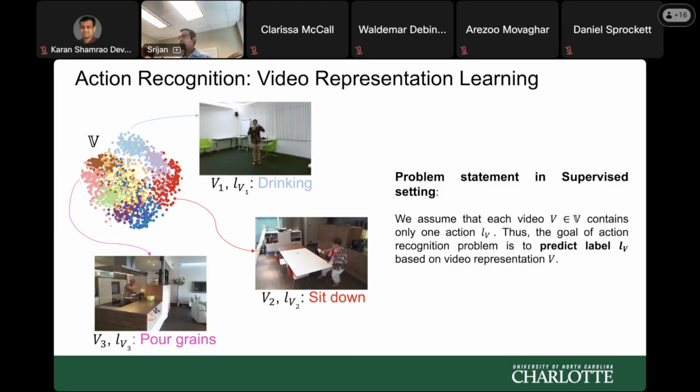Each video will have one action. Let's make it very simple. We have a set of videos, each video will have one action, and the computer vision model will learn representations and learn this mapping from a video to the action labels. So this is the supervised problem statement that we have.